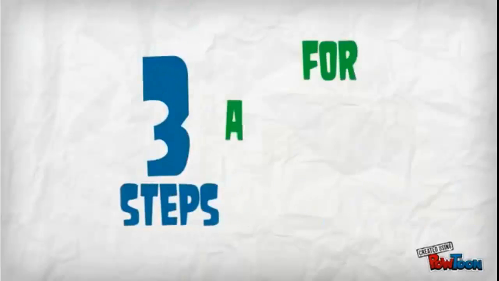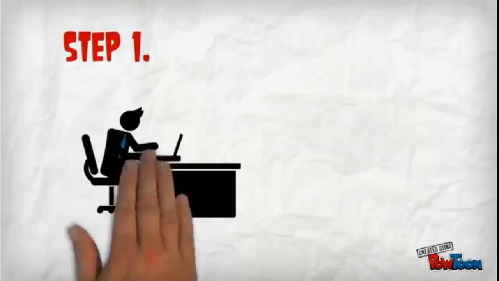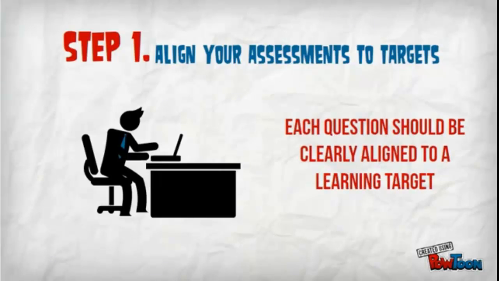Well, we're going to talk about 3 steps for analysis of assessment data that's going to help you get better data so you can do better analysis and actually focus in and hone in on those targets that kids are doing well on and not doing well on. So step 1, you first have to have your assessments aligned to targets, which we have been working on already. So each question should be clearly aligned to a target.